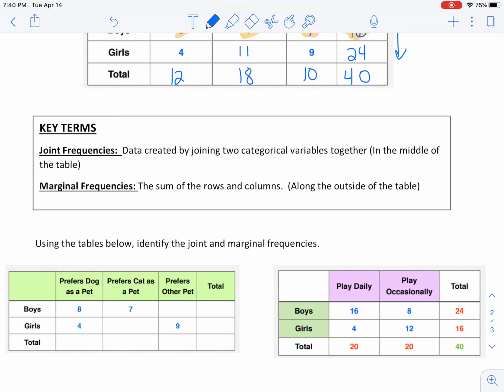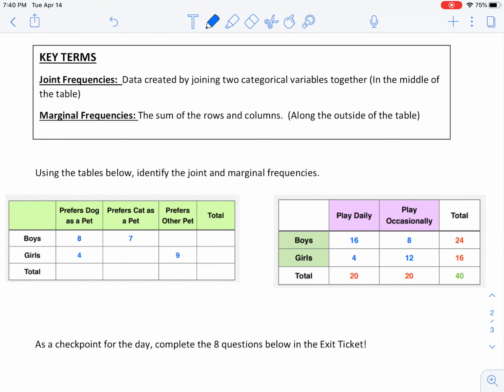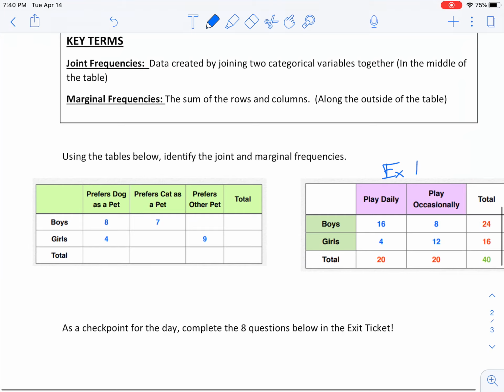It says that you have joint frequencies and marginal frequencies. Joint frequencies is data created by joining two categorical variables together. This is in the middle of the table. Marginal frequencies are the sum of the rows and the columns along the outside of the table. So below it says identify the joint and marginal frequencies. So as you notice, these are the tables from up above. This is example 1. This is example 2.